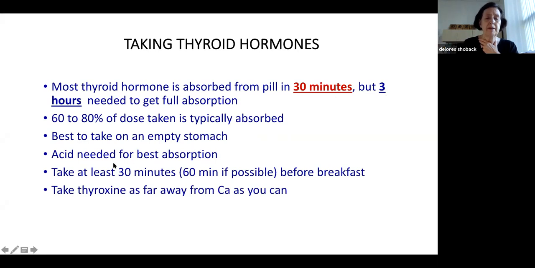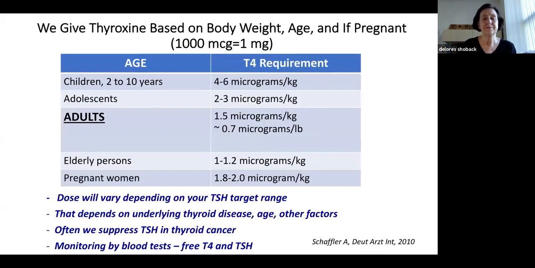Again, the empty stomach. And then for the best absorption, some acid is needed in the stomach. And then we ask you to take it 30 minutes before breakfast at a minimum. And if you can, 60 minutes is even better. And you want to take your thyroxine as far away from the calcium as you can. In other words, don't take a big handful of calcium and put your thyroxine in there and take it all at once, because you're not going to absorb the thyroxine.